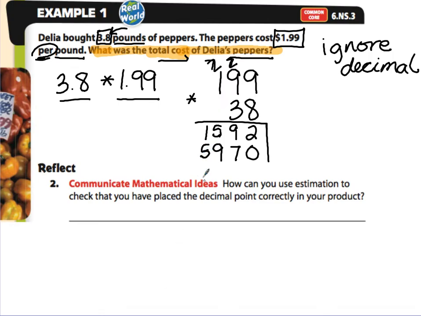All right, so now I know that I have to add these two. I get 2, 16, carry the 1. 9 and 1 is 10, plus 5 is 15, carry the 1. 5 plus 2 is 7.